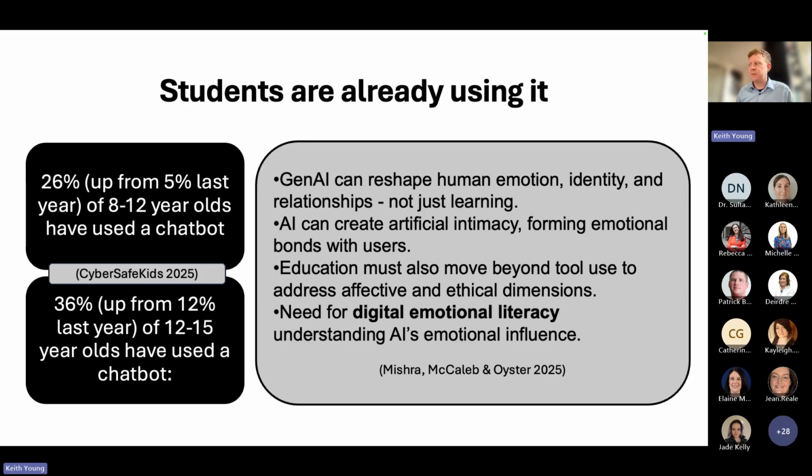Because not only from the perspective of learning, Mishra, McCaleb, and Oyster have released a paper as well, where they talk about how generative AI can reshape human emotion, identity, and relationships, not just the learning. That it can create artificial intimacy, forming emotional bonds with users. And we've seen that. There have been some reports in the media that people have formed relationships with these models, that they have trusted them over going to trusted people in their life. And that has resulted in some instances, or claimed in some instances, that the models have led them towards taking their own lives. I'm hesitant until cases are resolved to come to firm conclusions on that, because anything of that nature would be inherently complex.